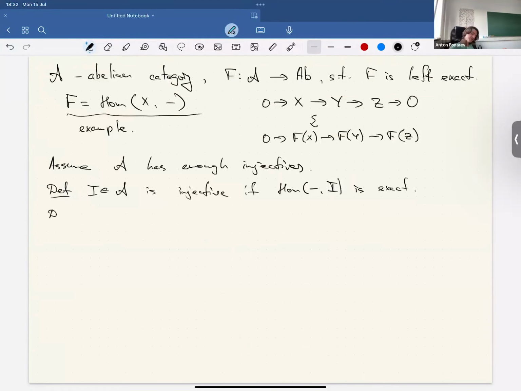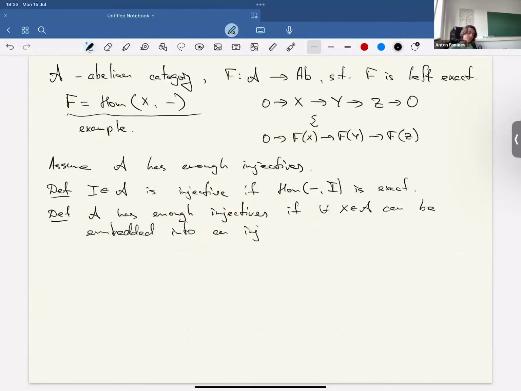A has enough injectives if any object X in A can be embedded into an injective, meaning that there is an injective map, a monomorphism from X into I.